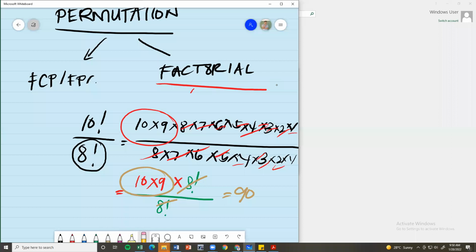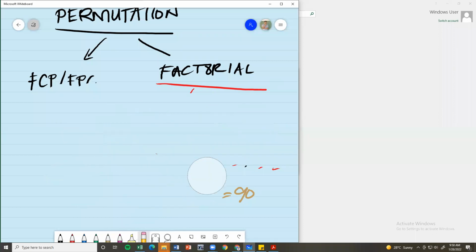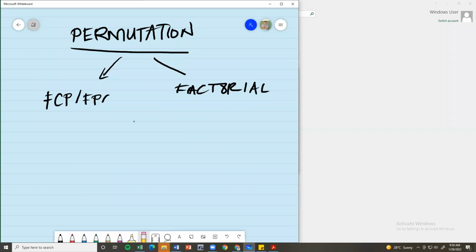Let's move on. So we are now done with our main context, which is permutation. And this time, permutation will be easier because you already know FCP and factorial, which are the foundations of this topic. Ready na? Ready. So let's now move on with our real topic, which is the permutation.